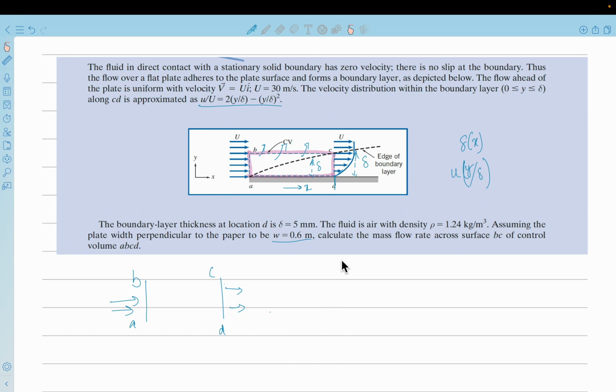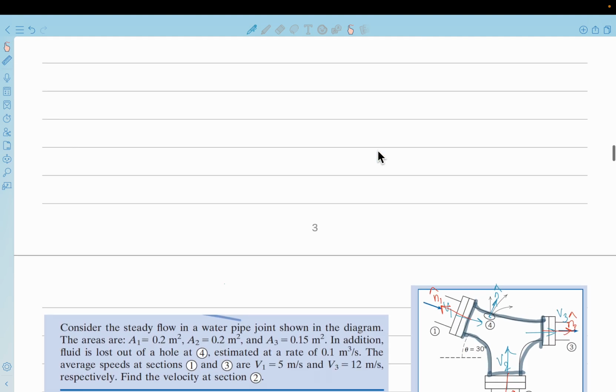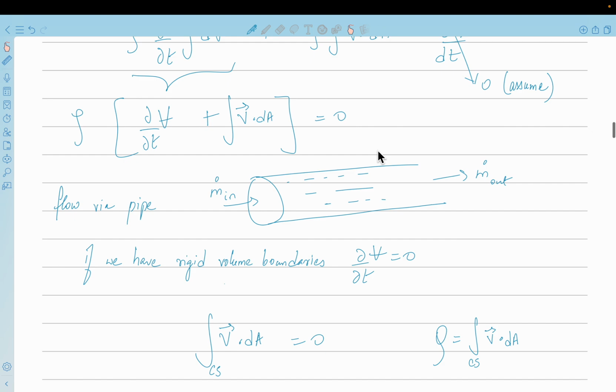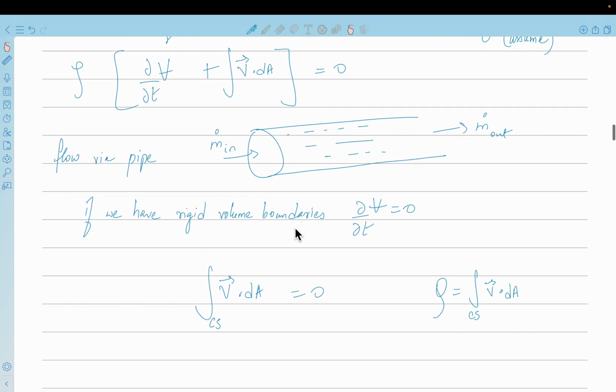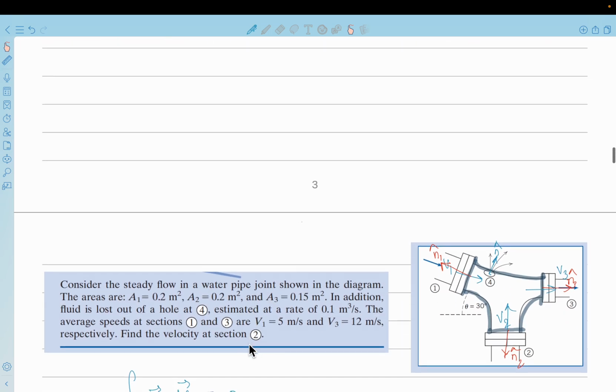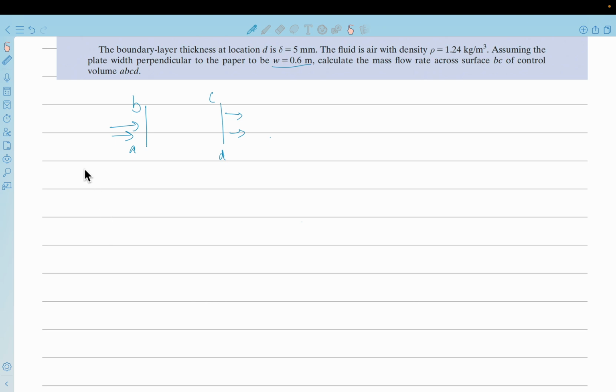Okay, so if not, now we have taken a rigid control volume ABCD, and going back to the equation that we just derived over here. If we have a rigid control volume, we can forget this term, and the only term we have to be concerned about is the integral of V dot dA. Again, because it is incompressible, I can remove density from the equation.